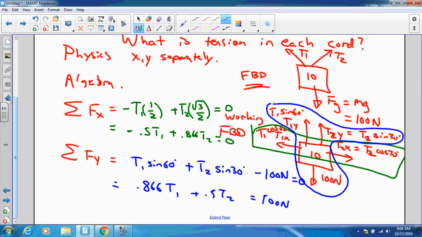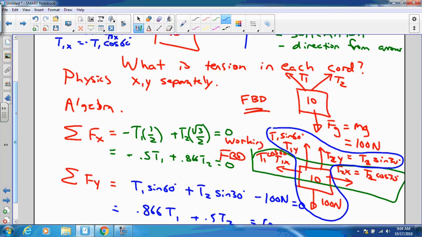How are we doing for the setup? Does this make sense to everybody? Yes. Okay.